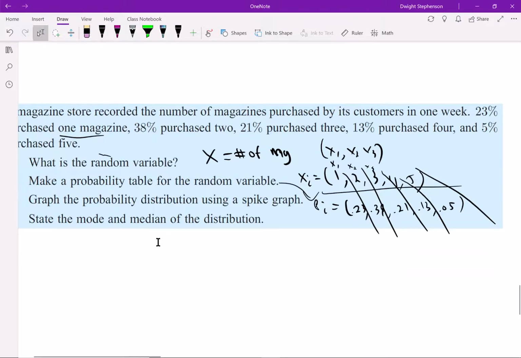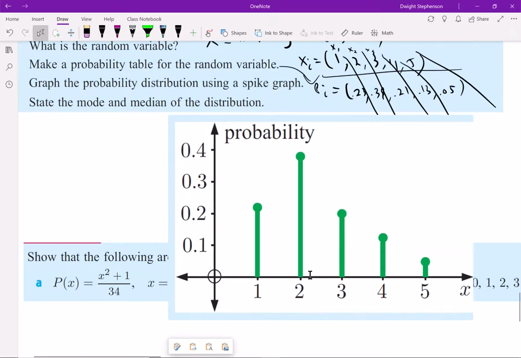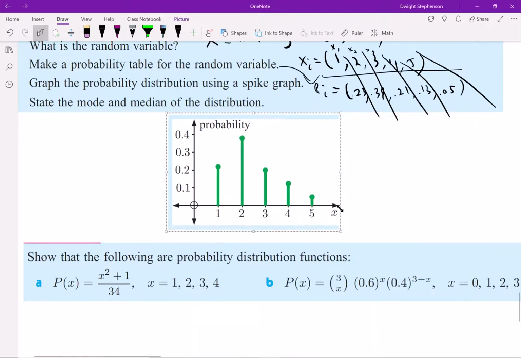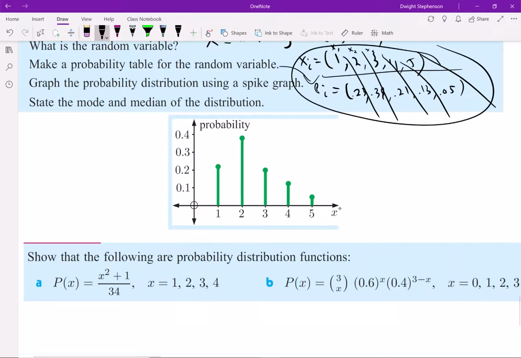That is, you just create a chart with x on the bottom, right? So you're just graphing these values basically, right? You get x down here, probability up here, and you can see if you graph it, you get this general shape. And then if you state the mode, it is the highest one, so the mode is 2.